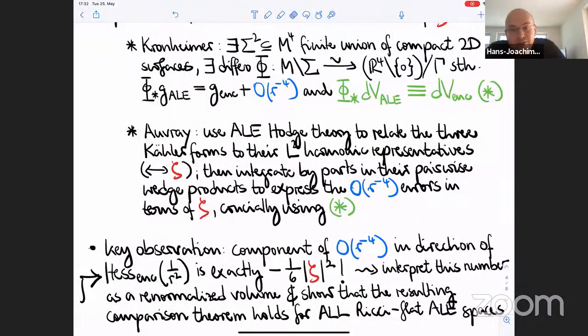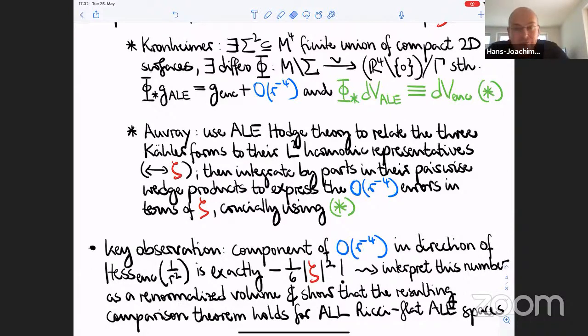And this is very suggestive. You have a sign there, and you should always be happy when you get a sign. And moreover, you have a rigidity theorem. This component vanishes if and only if the period vector is 0, which by Kronheimer's Torelli theorem happens if and only if the ALE space is actually isometric to the flat cone.